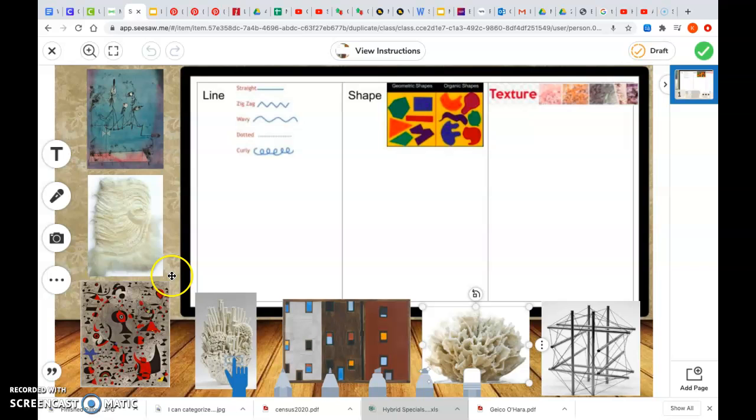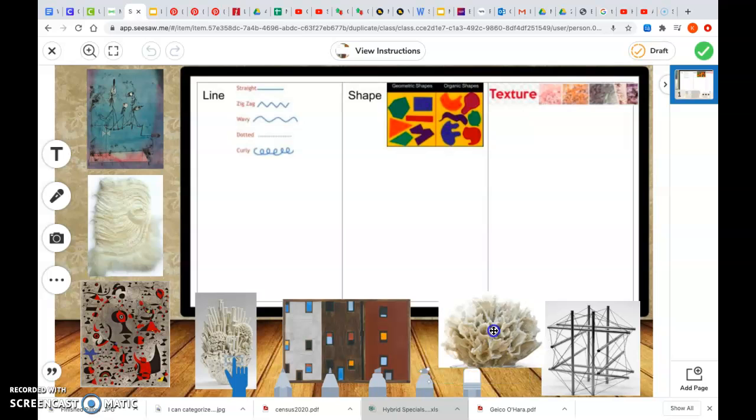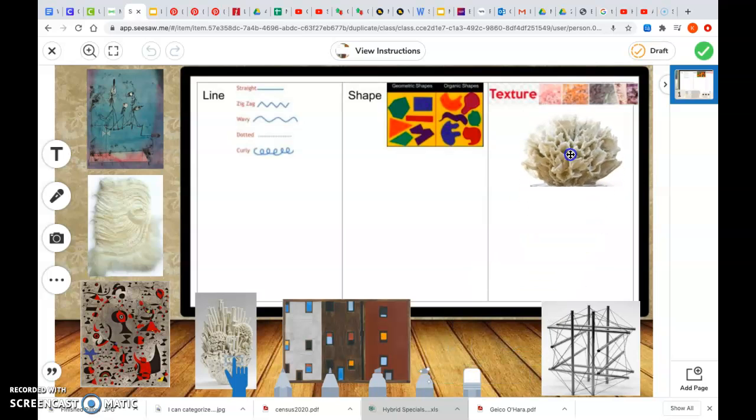Okay, so let's start out with this one, okay? And I gotta think, do I see mostly lines? Do I see mostly shape? Or do I see mostly texture? Mostly what I see in this one is texture. So I'm going to take this and move it into texture. Okay? Your job is to take the rest of these and decide if its most important part is line, shape, or texture, and then we hit the green check mark when we're done.